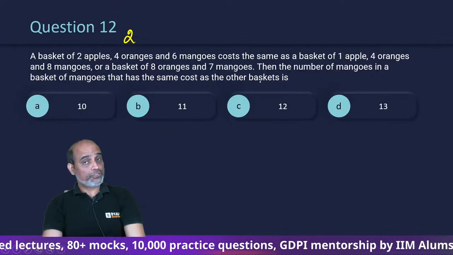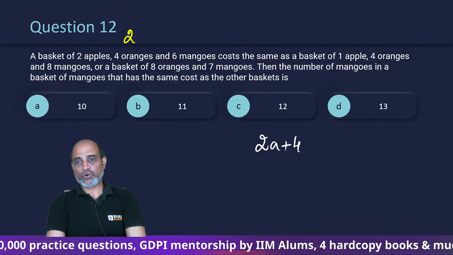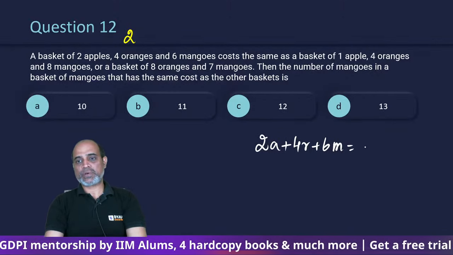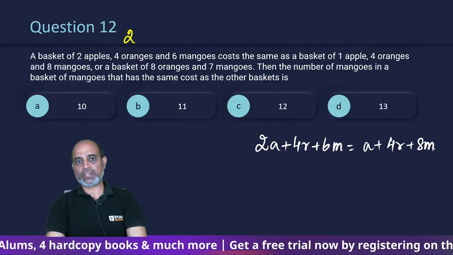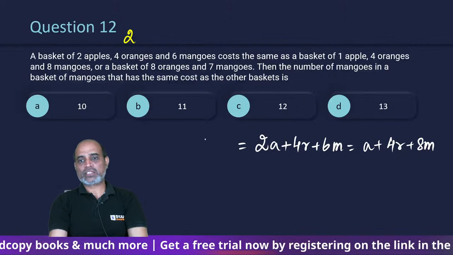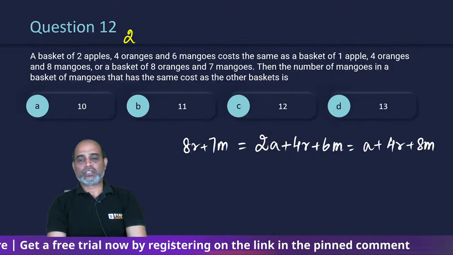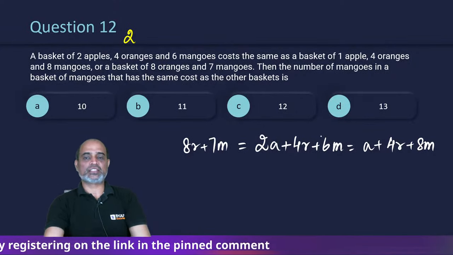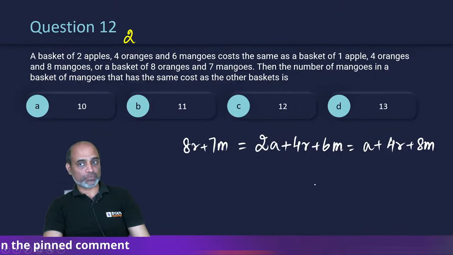Question number 12. Let's see. A basket of 2 apples, 4 oranges and 6 mangoes cost the same as a basket of an apple and 4 oranges and 8 mangoes, or a basket of 8 oranges and 7 mangoes. Then the number of mangoes in a basket of mangoes that has the same cost as the other baskets is. So we need to find out how many mangoes we are supposed to have in a particular basket.